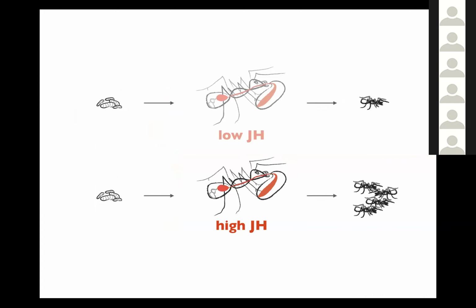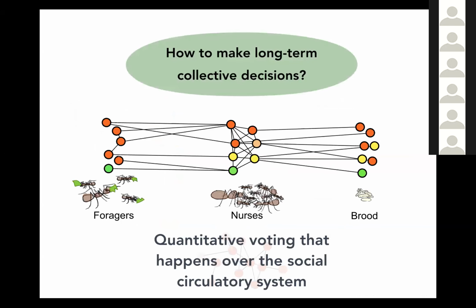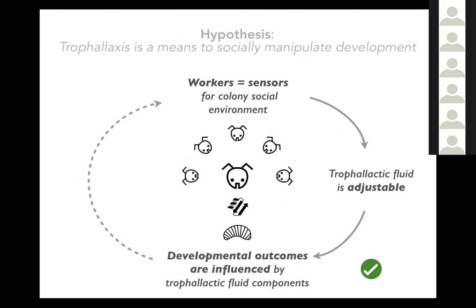So what we can imagine, this has lots of interesting implications. It suggests a form of quantitative voting happening over this social circulatory system. If I want more individuals in the next generation, then I produce more juvenile hormone and send it out over the social network. It also means that individuals who are more closely involved with rearing the brood probably have a greater say in what those larvae become. So yes, we do see that developmental outcomes can be influenced by components of this fluid.